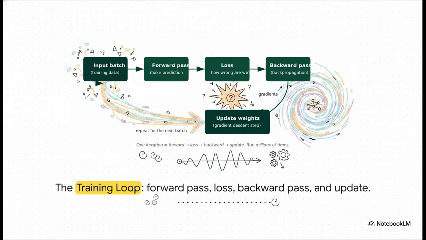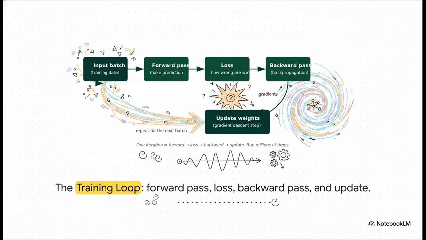During the forward pass, a batch of input data flows through the network to make a guess, a prediction. Next, we calculate the loss, which is just a number showing exactly how wrong that guess was. Then comes the real magic, backpropagation. During the backward pass, the model uses calculus to work backwards and figure out exactly how much every single weight contributed to that error. And finally, we hit gradient descent. Imagine you're trying to walk down a mountain, but you're totally blindfolded.